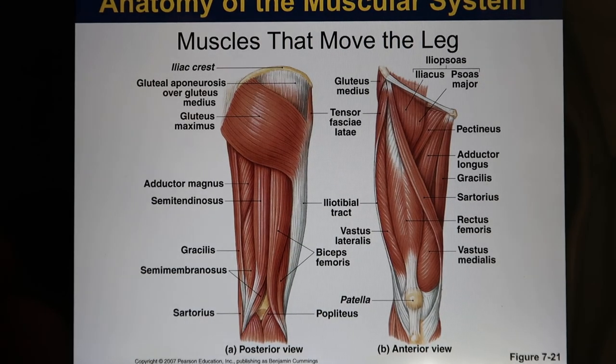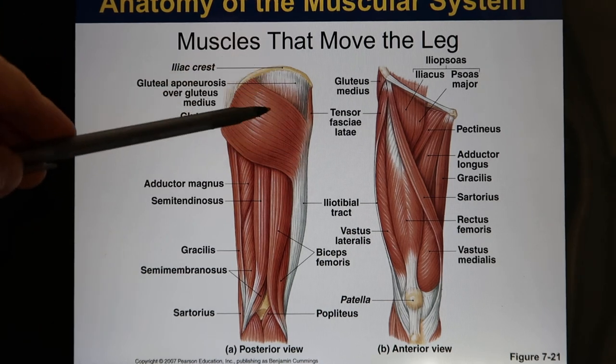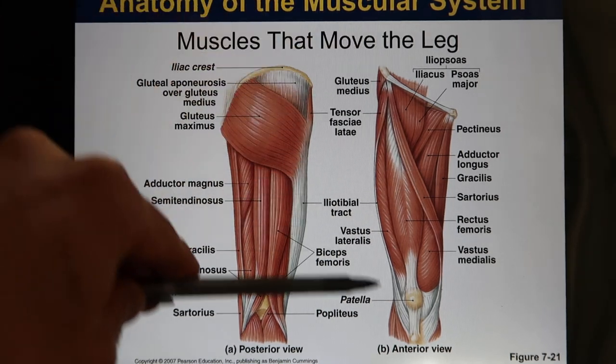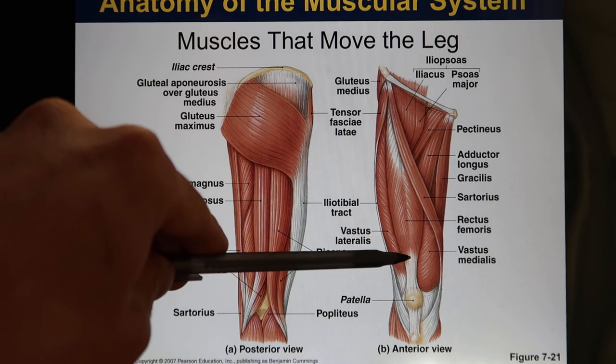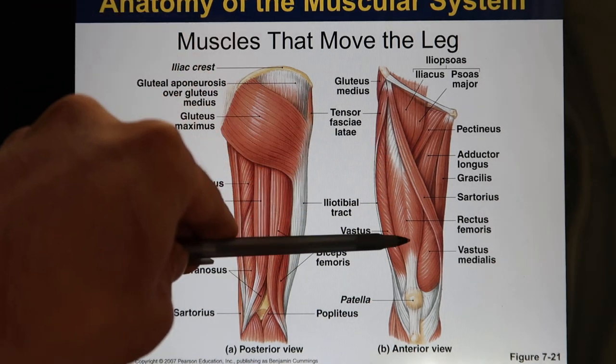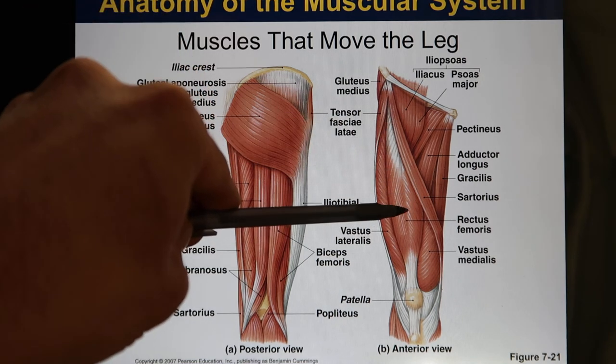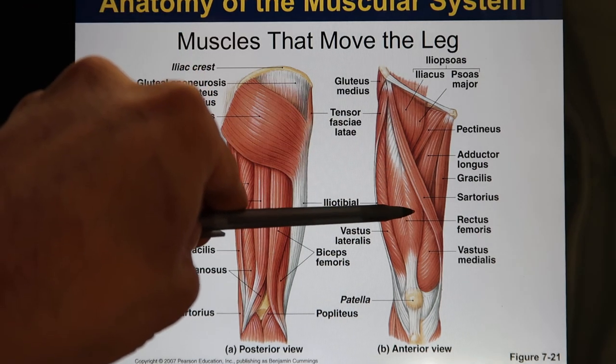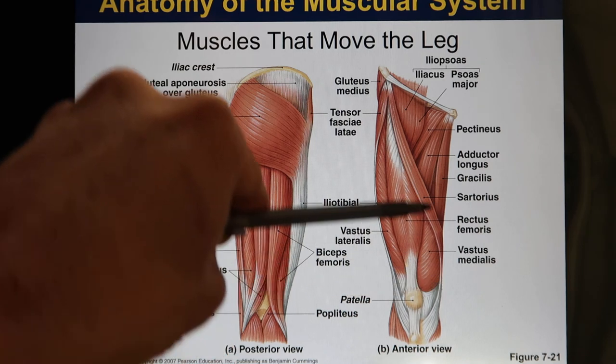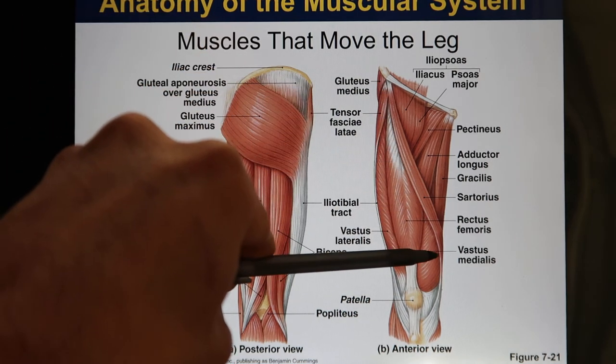Okay, let's look at the leg. So that's the gluteus maximus. And now let's look at the anterior view. We talk about the quadriceps muscle: the rectus femoris, and vastus medialis and lateralis. The one being blocked by this is the vastus intermedius. And this is a long muscle. This is actually the longest muscle, called sartorius.